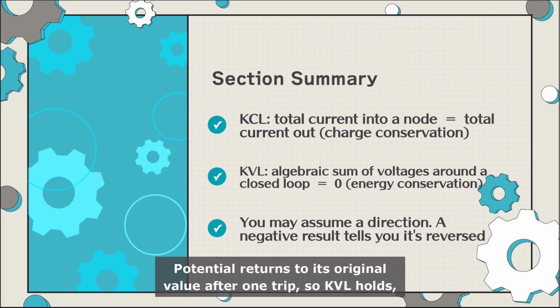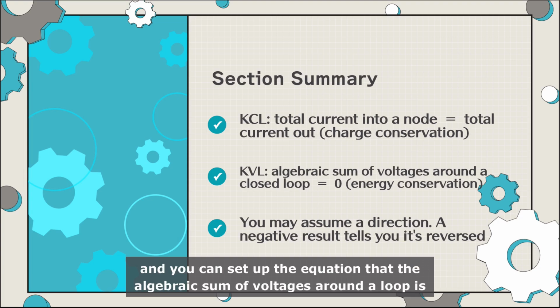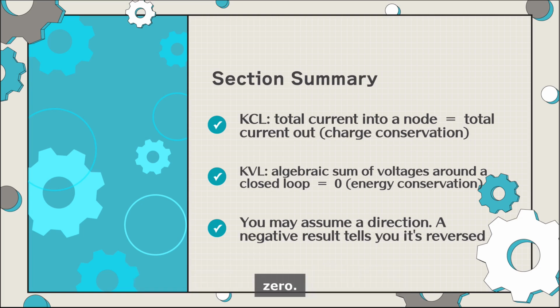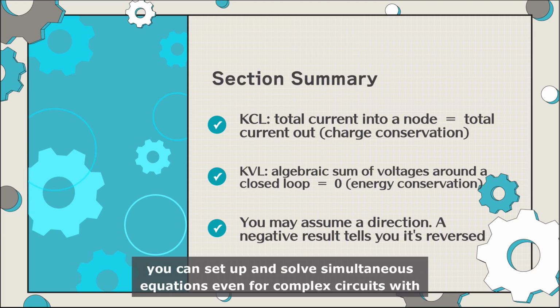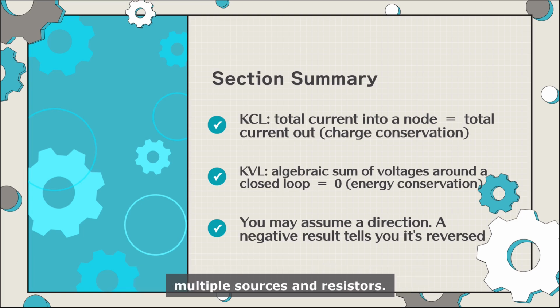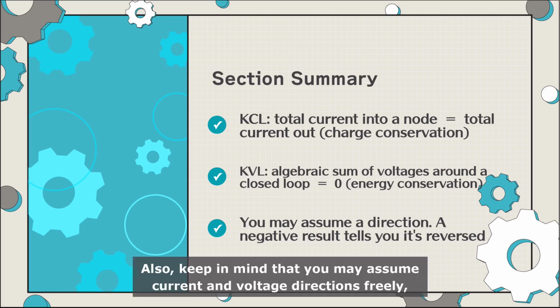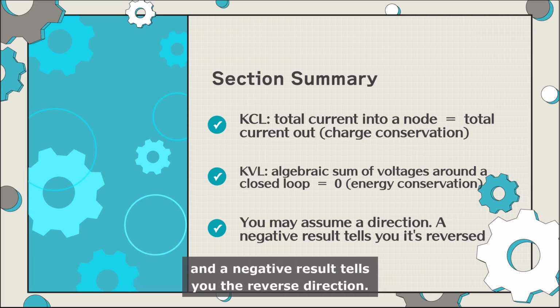Potential returns to its original value after one trip, so KVL holds, and you can set up the equation that the algebraic sum of voltages around the loop is 0. By combining these two conservation laws, you can set up and solve simultaneous equations even for complex circuits with multiple sources and resistors. Also keep in mind that you may assume current and voltage directions freely, and a negative result tells you the reverse direction.